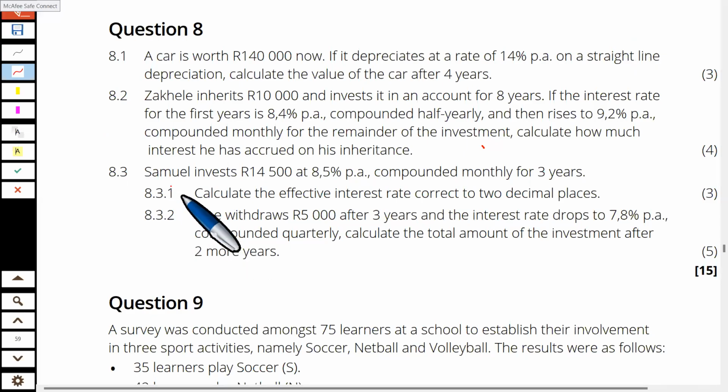Right, so we're learning about Samuel now, and Samuel invests exactly 14,500 at 8.5% per annum compounded monthly for 3 years. Calculate the effective interest rate, correct to two decimal places. So we're looking at the effective interest rate. How do we calculate the effective interest rate?